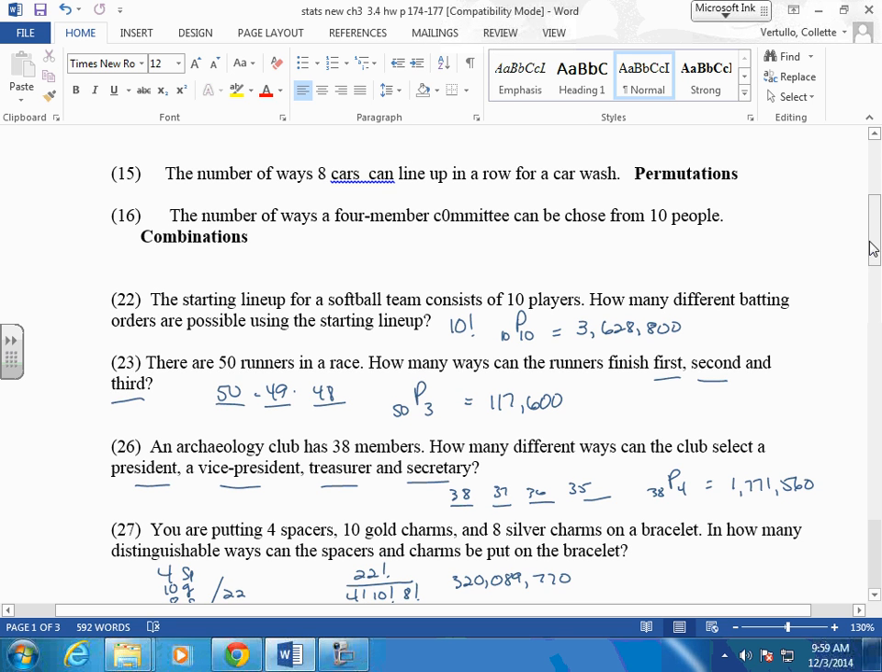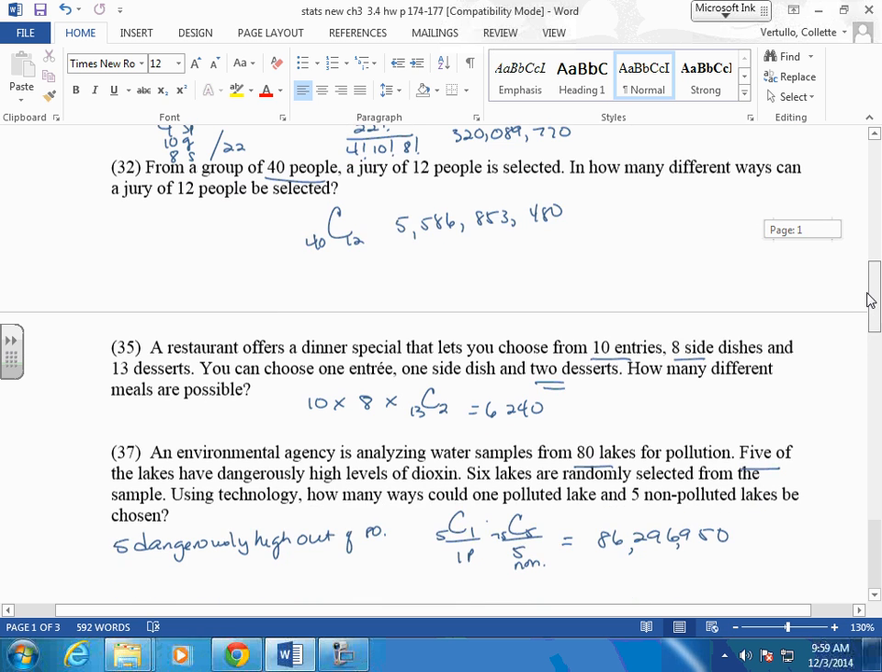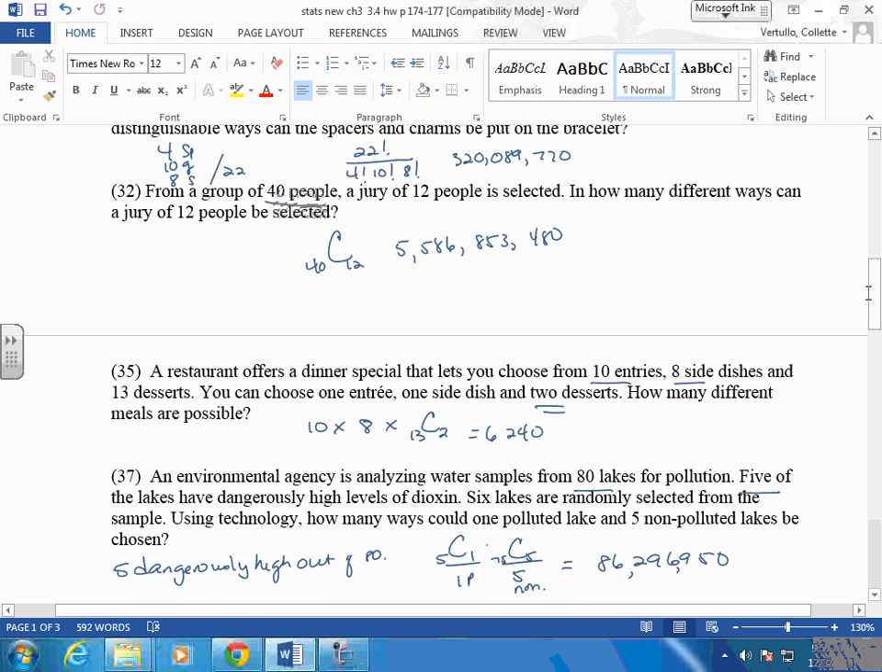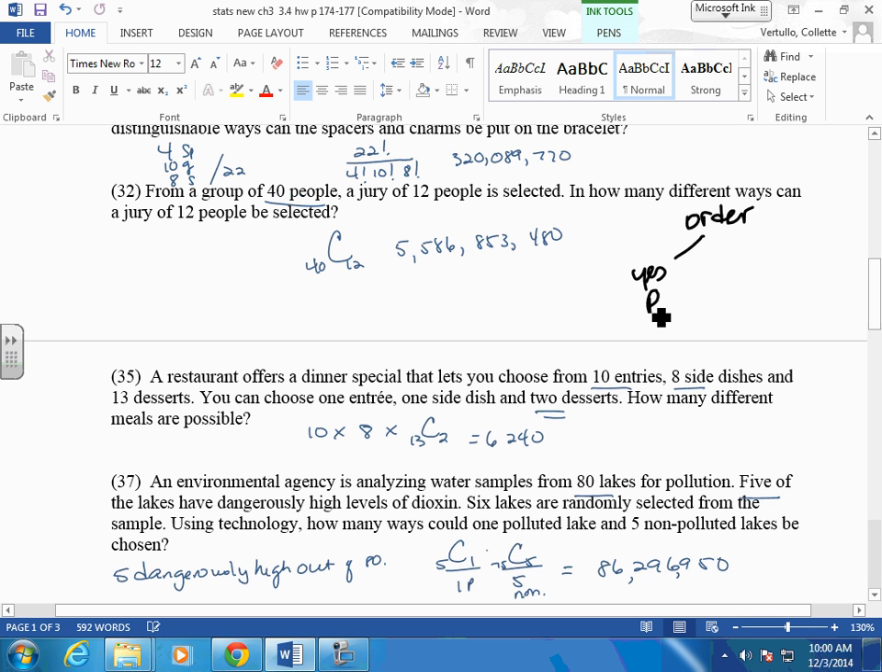All right, so then we have to do number 32. We're running down here to 32. This is important. From a group of 40 people, a jury of 12 people is selected. In how many different ways? They use the words different ways, and they want to know how many different ways we can make a jury. Does it matter what order you select them in? No. So we start out with a combination. Remember yesterday I said, ask yourself this: order matters, yes, permutation; no, combination. Start with your C. 40 things, 12 at a time. Everybody good with this? Look at all the different ways you can select a jury of 12 people from 40 different people.